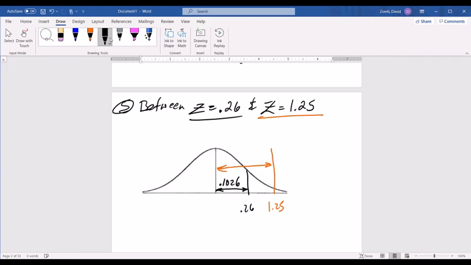And then look up 1.25. So 1.2, go over to 5, and that's 0.3944. And again, I want you to do it this same way. If you don't have different colors, that's fine, but you'd need two double arrows here, both starting at 0, going to each individual z-score. Now what it's asking is it wants what's between those. So what it wants is this part.